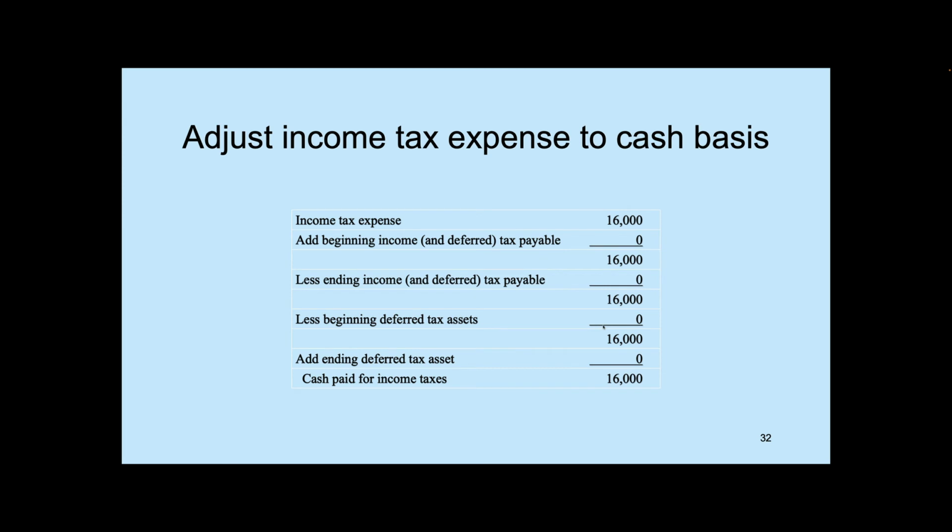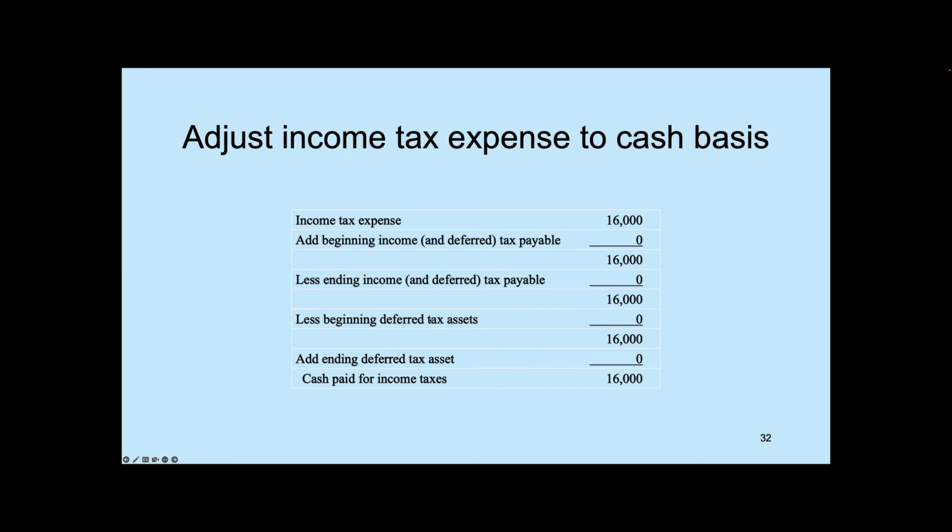Cash paid for interest expense. And then the next one, we're going to adjust income tax expense. And here, we assume that first we're going to pay off any payables, that is income tax payable or deferred tax payable at the beginning. And then we're going to subtract any income tax or deferred tax payables that existed at the end of the year because we haven't paid those. We didn't have any, so we get down to 16,000.